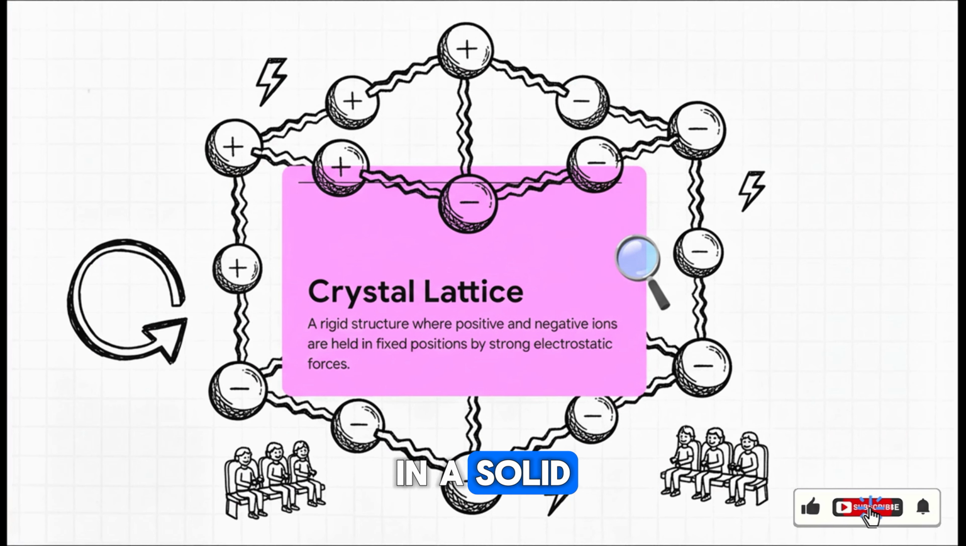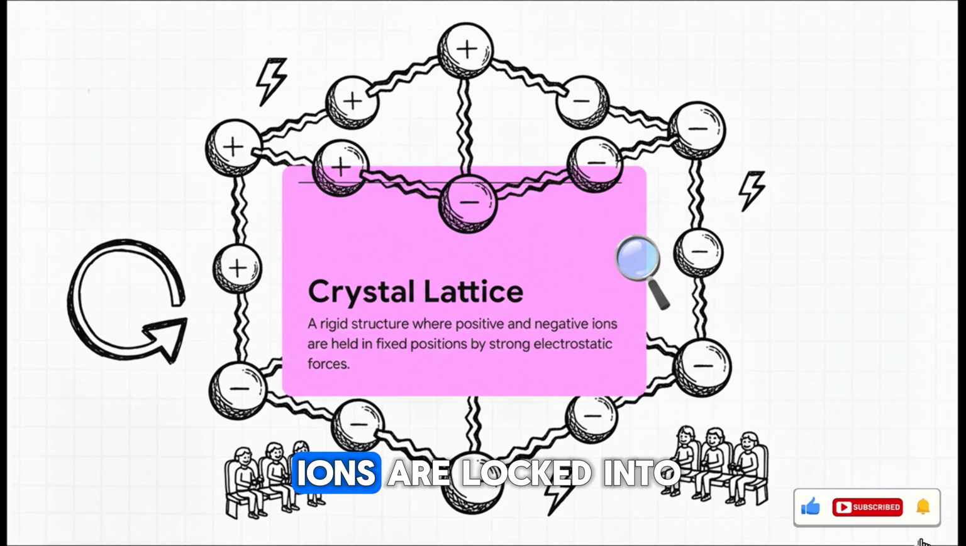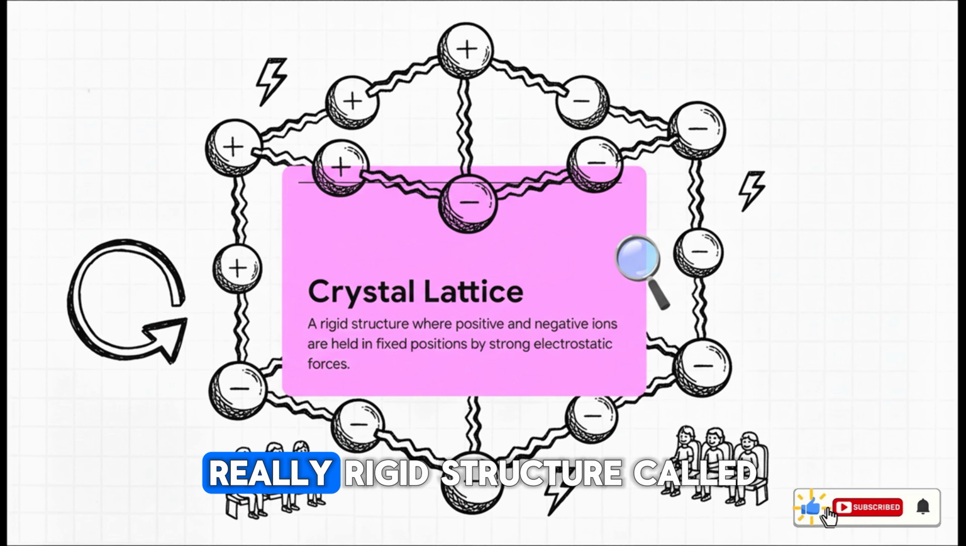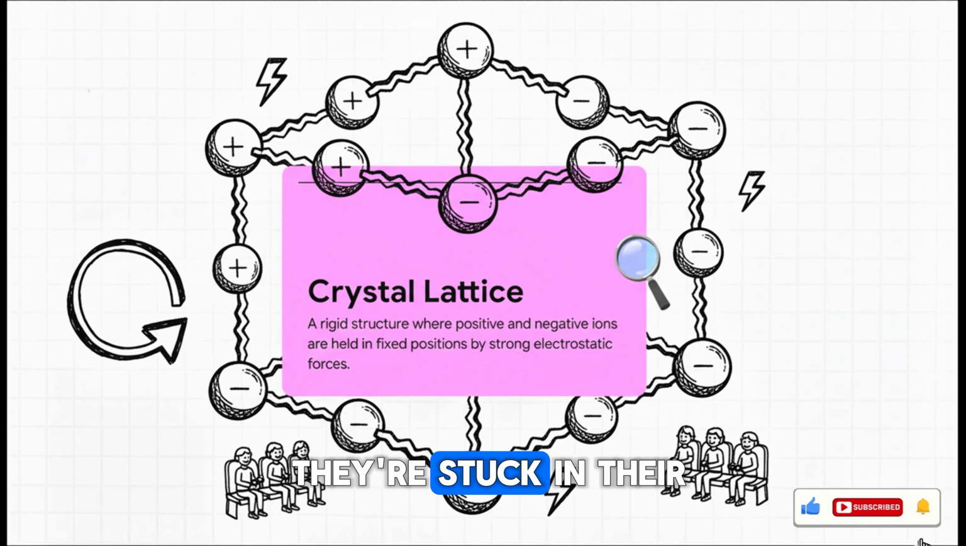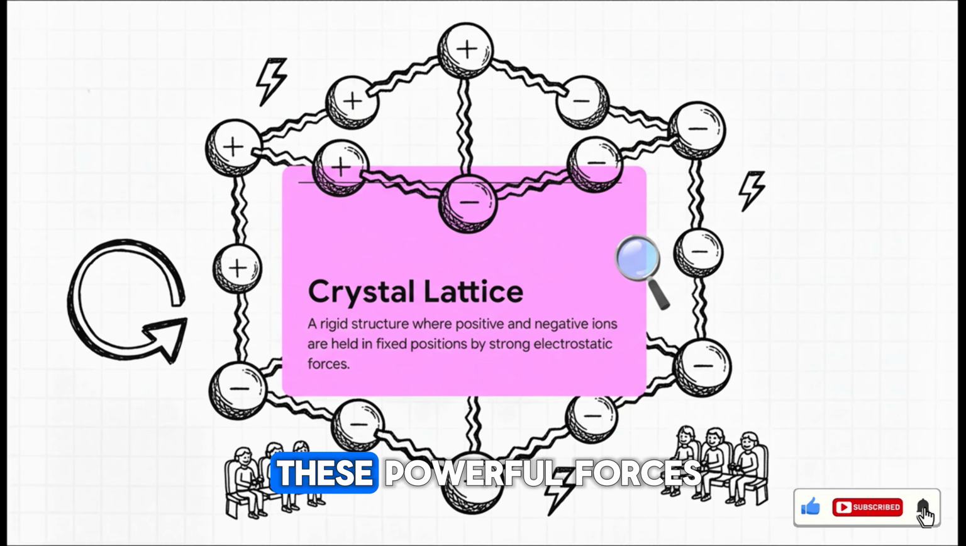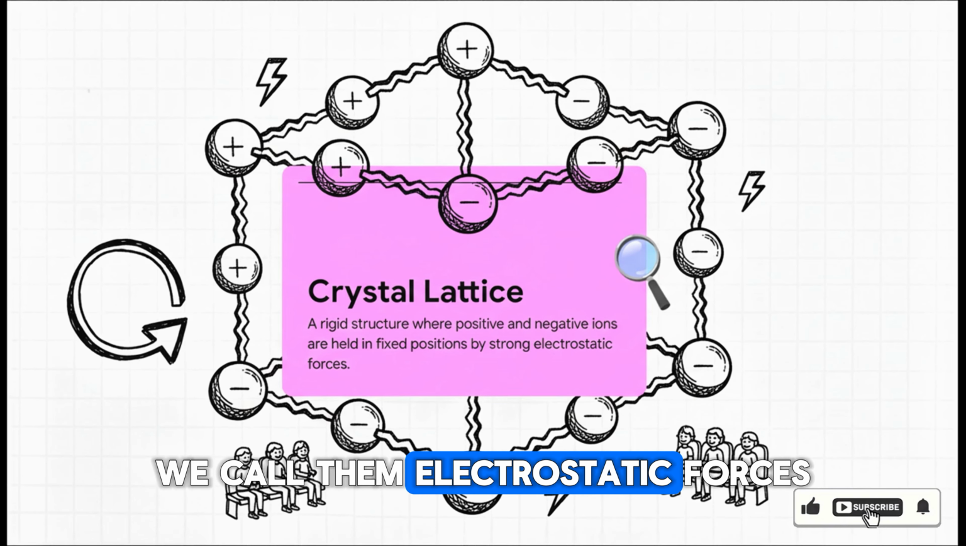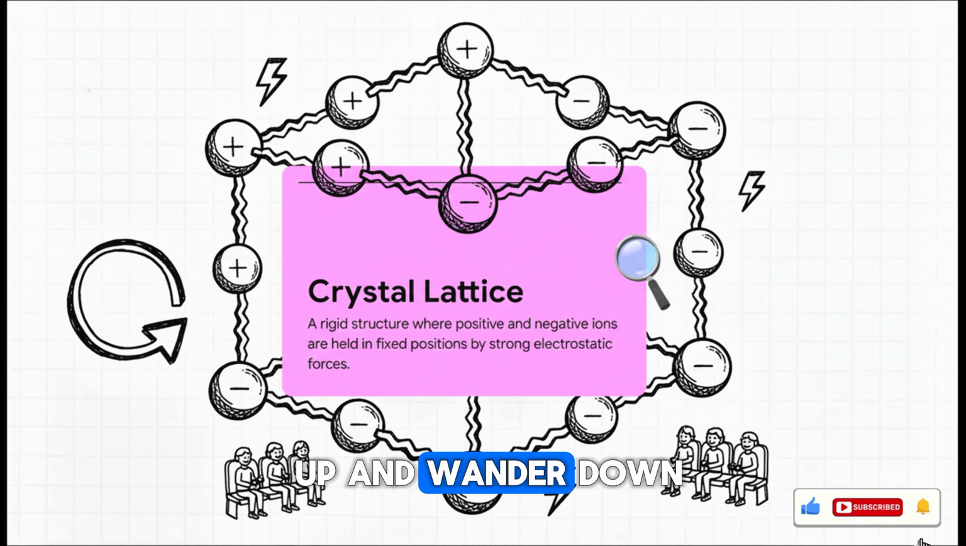You see, in a solid, these positive and negative ions are locked into a super-organized, really rigid structure called a crystal lattice. Think of it like a packed movie theater, where every single person represents a charged ion. They're all there, but they're stuck in their assigned seats, held in place by these powerful forces. We call them electrostatic forces. They can't just get up and wander down the aisle.